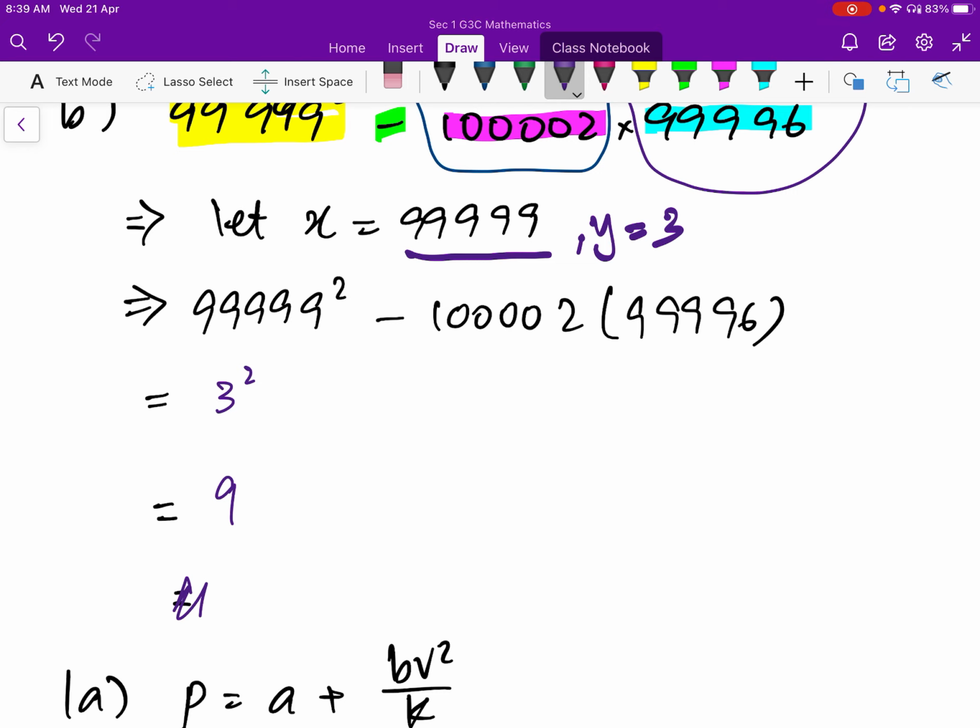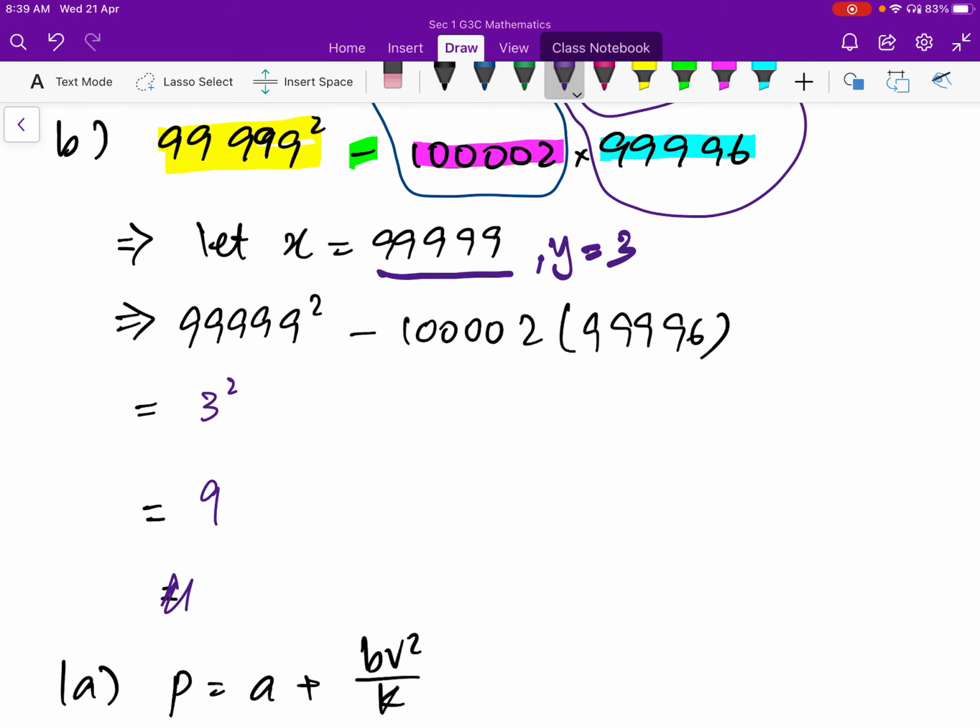Okay, so in such questions, you have to search for the relationship between the first part of the question and the second part of the question. You cannot use your calculator to evaluate.